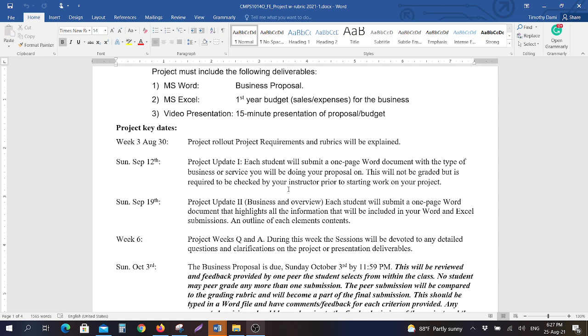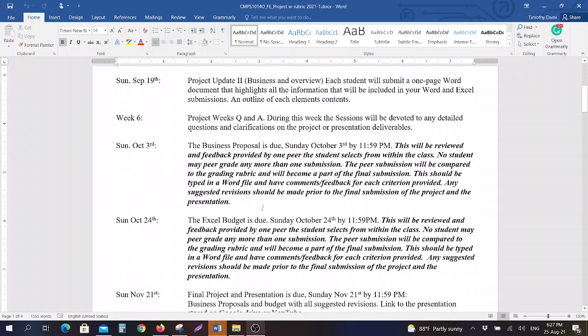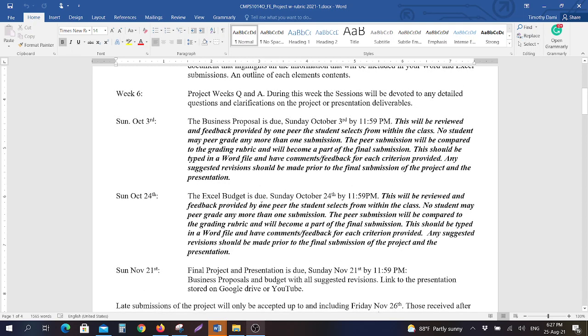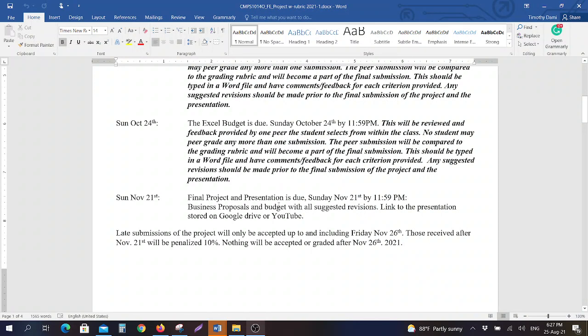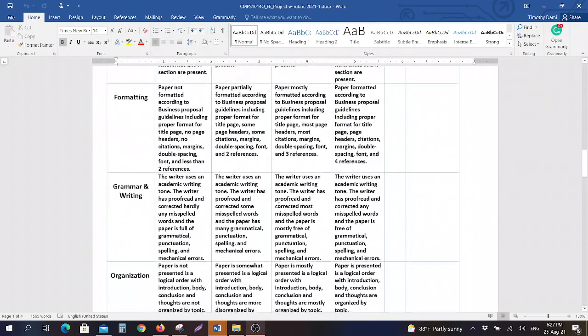This will be done in Excel, as I mentioned, and the first draft will be submitted on Sunday, October 24th. Very similar to the business proposal, it will be submitted to one of your fellow classmates who will review it using the rubric that we're about to go through. Then you will copy and paste the rubric into an extra sheet inside the same worksheet, and upload that on or before October 24th at 11:59 p.m. Again, this is to give you some feedback before you submit your final draft. Remember, your total project is due on Sunday, November 21st by 11:59 p.m. So that being said, let's look at the rubric for the Excel budget.